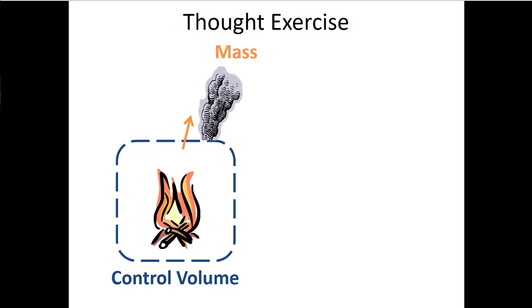And what happens is there's some mass that leaves my control volume, because there's smoke that goes up. And there's heat that comes out of my control volume too. That's sort of the whole point of making a fire, so you can do something like roast marshmallows or at least stay warm.